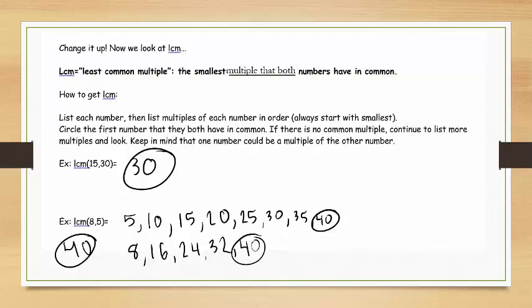Don't just multiply 8 and 5 together. That doesn't work for everything. That wouldn't work for up here, so you don't want to just multiply these numbers together and write that answer down.